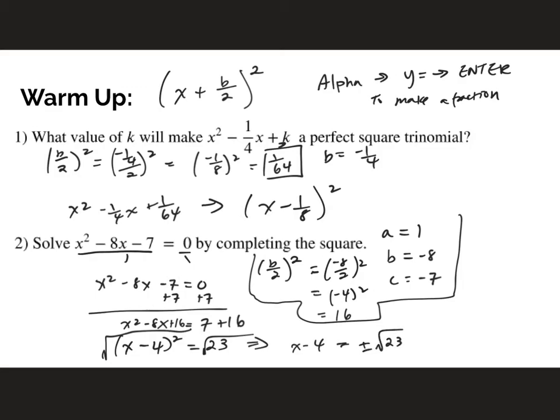And then my last step in order to get x alone is just to add 4 on both sides to get rid of this minus 4. So that's going to lead to x equals 4 plus or minus square root of 23. And that should be our 2 solutions.